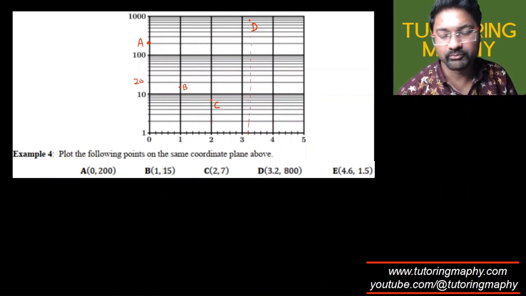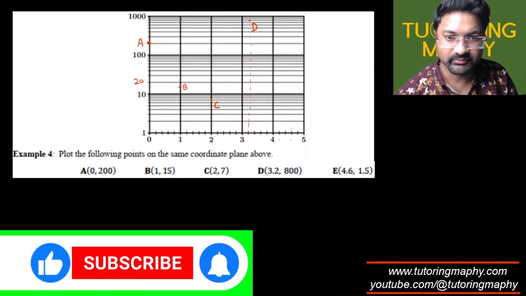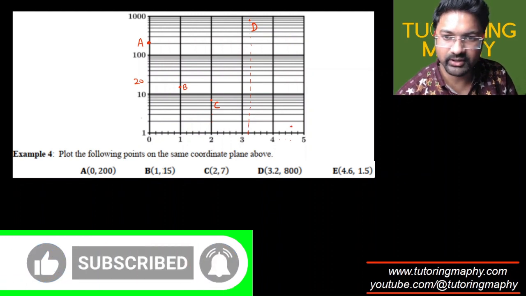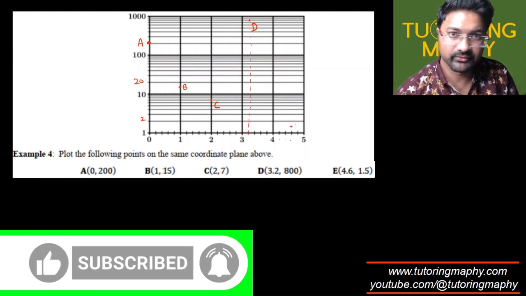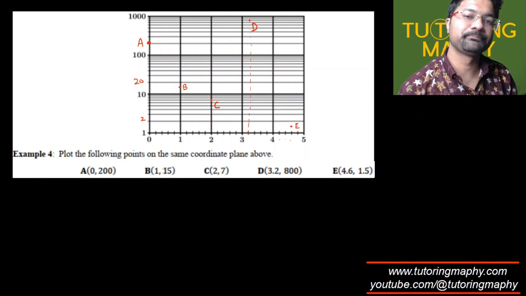Finally, 4.6 and 1.5. 4.6 is 4.2, 4.4, and 4.6. 4.6 is here, and 1.5 will be right in the middle, because this is 1 and this is 2. So 1.5 will be exactly in the middle. So this is point E.